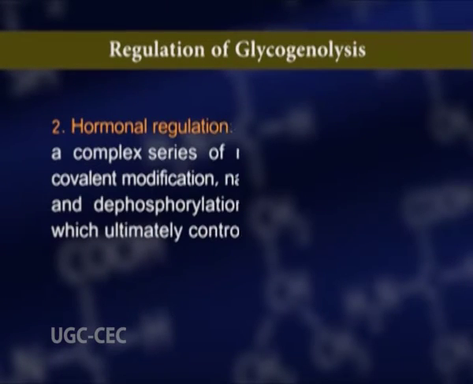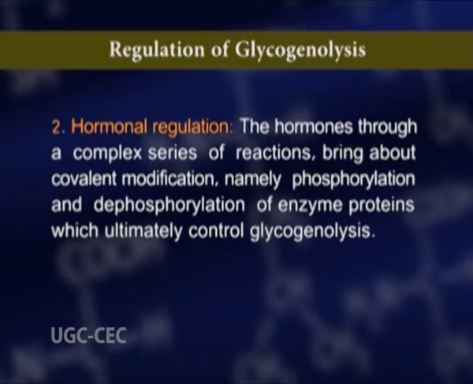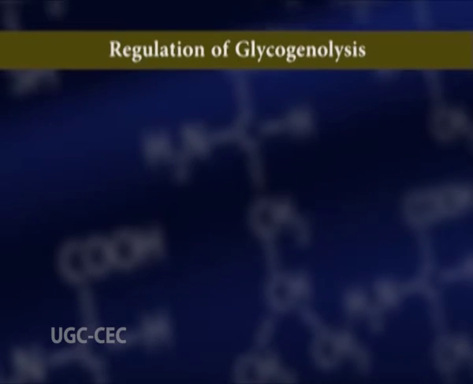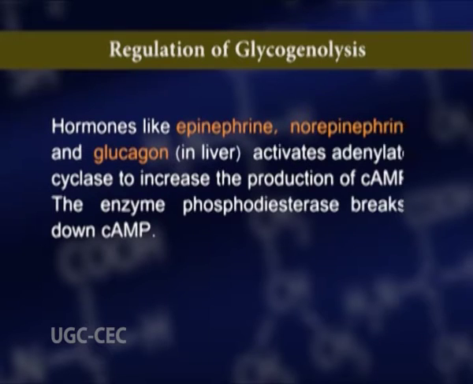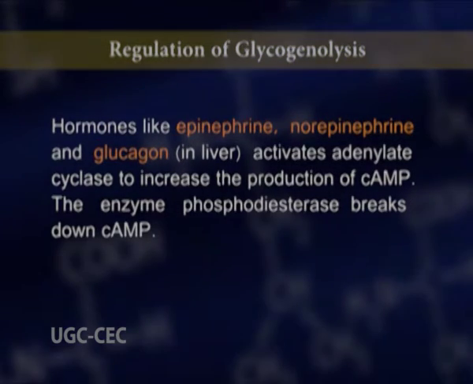Second, let us come to hormonal regulation. The hormones, through a complex series of reactions, bring about covalent modification, namely phosphorylation and dephosphorylation of enzyme proteins, which ultimately control glycogenolysis. Hormones like epinephrine, norepinephrine, and glucagon in the liver activate adenylate cyclase to increase the production of cAMP. The enzyme phosphodiesterase breaks down cAMP.